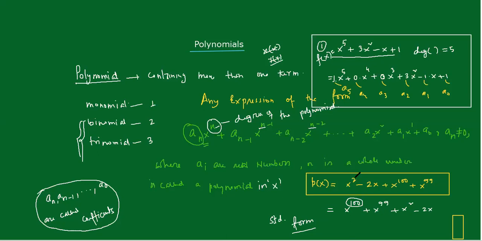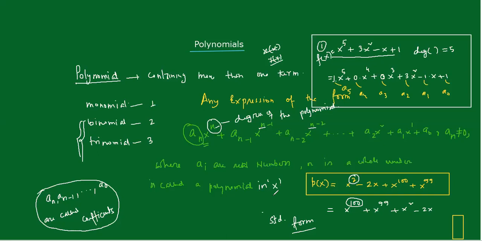Many a time students commit a mistake, they consider only the first term. No, not necessary. If you write the polynomial in a jumbled way, it is not necessary that the first term's power is the degree. This is one of the very important things. Is it clear to you? Yes, sir. Okay.